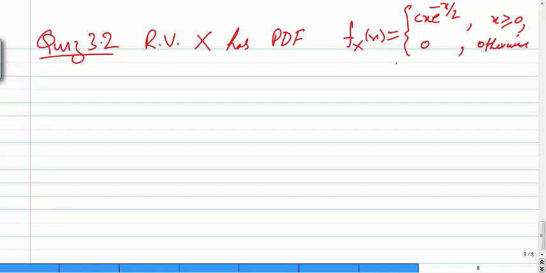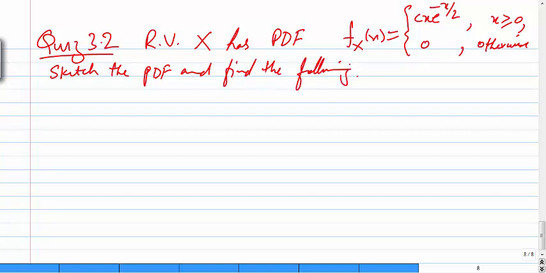Now it says sketch the PDF and find the following. First, you have to find the constant c. For the constant c, if you remember, we studied a theorem that says that the integral from minus infinity to infinity of f_X(x) is equal to 1, so we use this one.